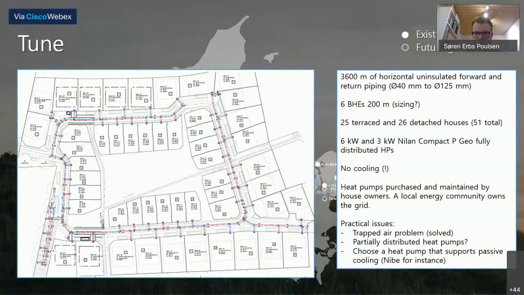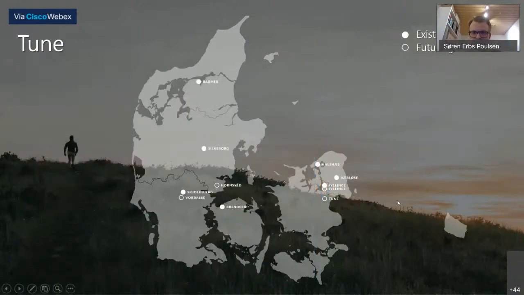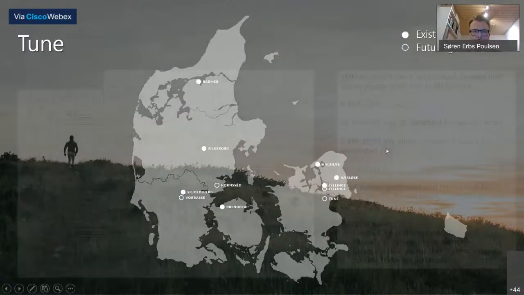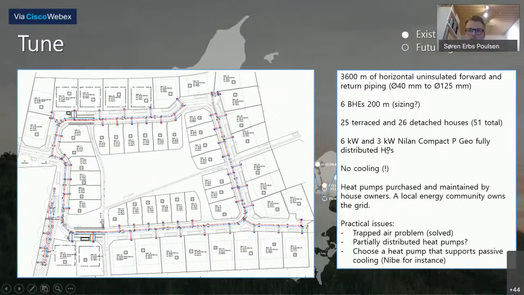So I just go back. We have a planned grid here in Tune. It's on its way. It's not been put into operation yet. And it's a bigger grid. It supplies 51 houses, 25 terraced and 26 detached houses. The terraced houses have smaller heat pumps, 3 kilowatts, and the detached houses have 6 kilowatt heat pumps. Once again, cooling was not considered.